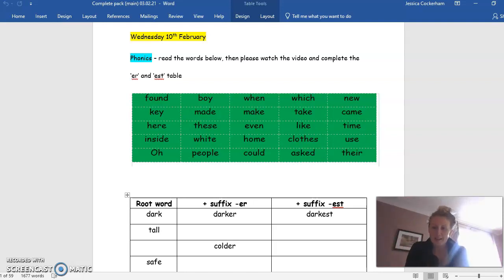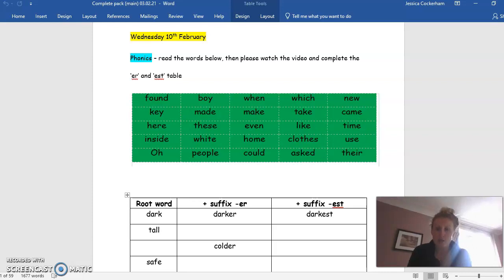Morning, Year Two. It's our phonics lesson today, and it is Wednesday, the 10th of February, and you should have this sheet in front of you today.